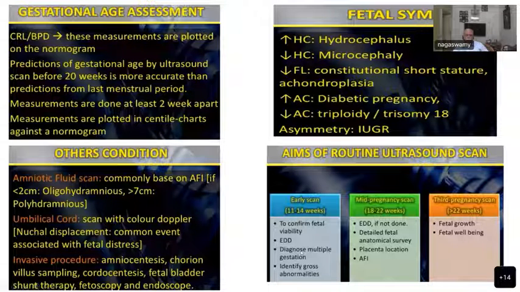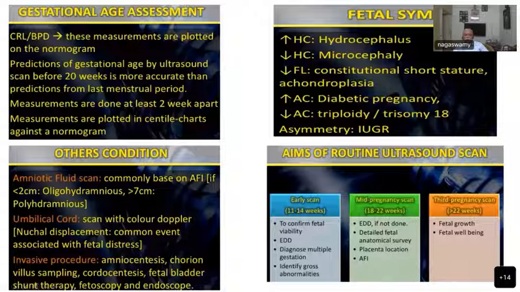You can also find out whether it is a single fetus or multiple fetuses, and whether any gross abnormality like anencephaly or cardiomegaly is present. All these things can be done at the early scan, which we call the anomaly scan in nowadays terminology.